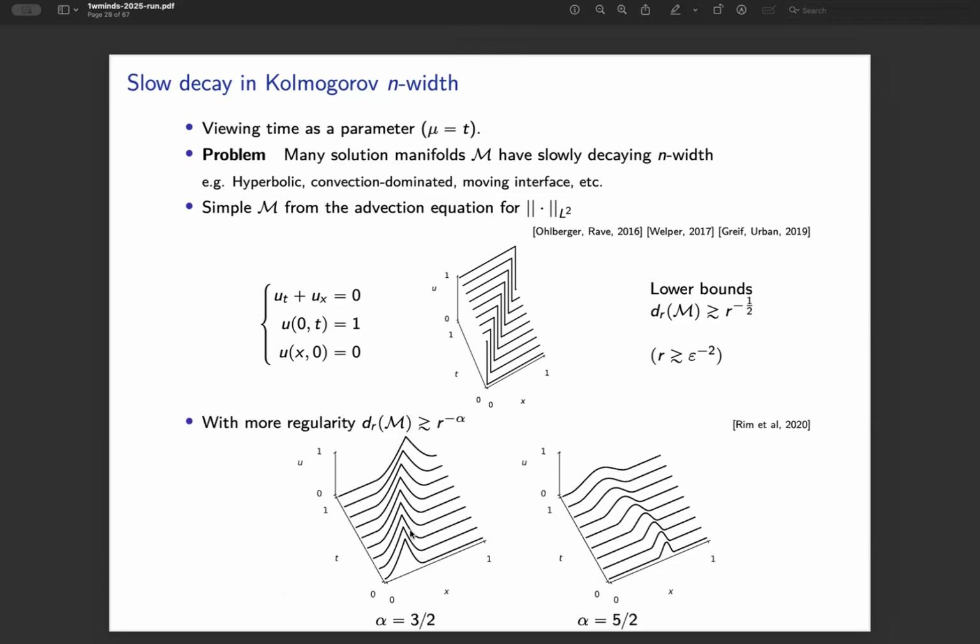If you have a little more regularity, for example, rather than having a jump, if there's a jump in the derivative or the second derivative, it does decay a little faster, but still it scales much more like the standard numerical methods rather than something like log of epsilon.